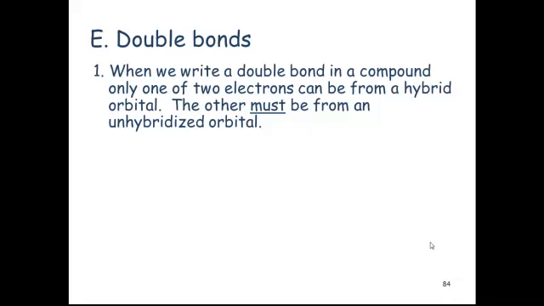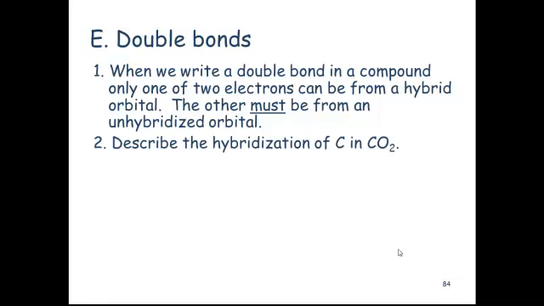So when we go to do the hybrid orbitals for double bonds, we need to remember that one of the electrons must be in a hybrid orbital and one in an unhybridized orbital. For example, if we look at carbon in carbon dioxide, here's our Lewis structure. We need to make sure that carbon is making 2 double bonds. That means 2 electrons must be in the hybridized orbital and 2 of them must be in the unhybridized orbital.